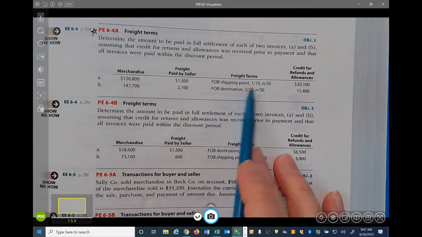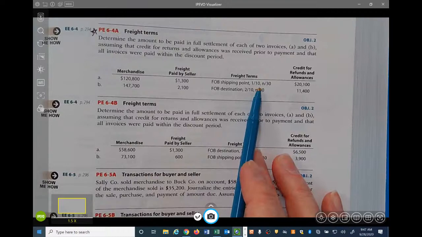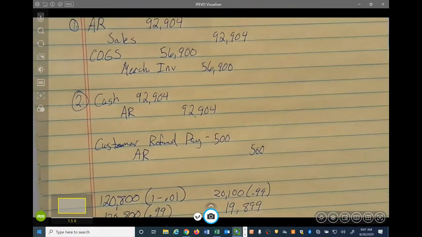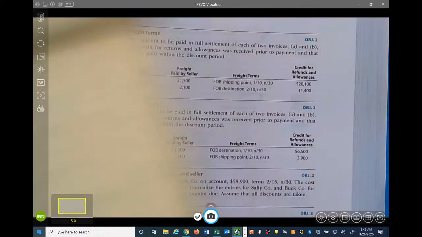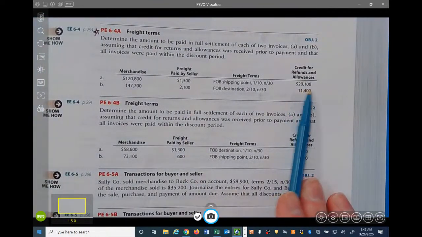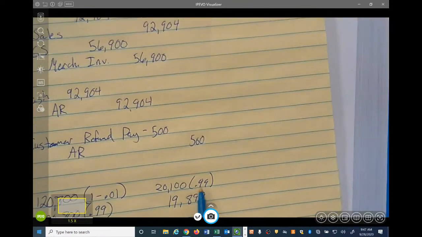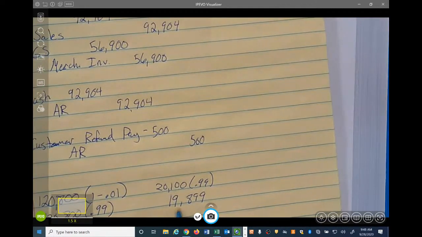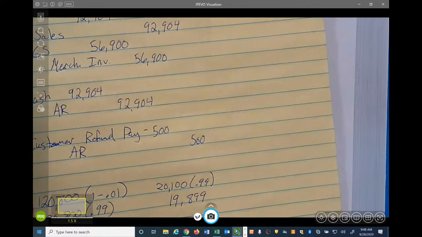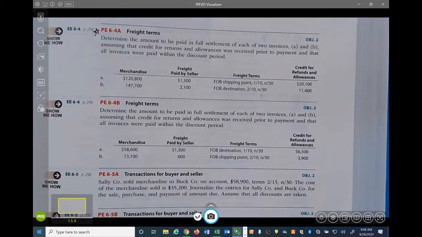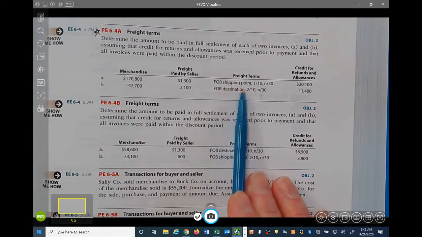Overall amount, back out the 1% discount. We accomplished that with this right here, 120 times 0.99. We have the credit for refunds and allowances of 20,100. We apply that to the discount as well to get 19,899. What's the last item we have to account for? Look at the shipping terms.